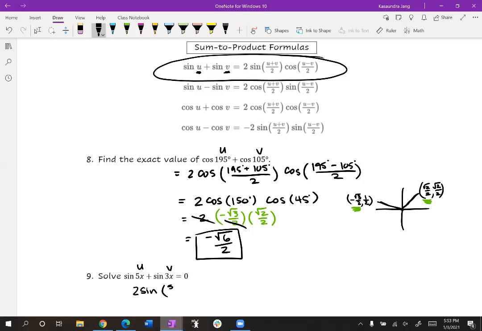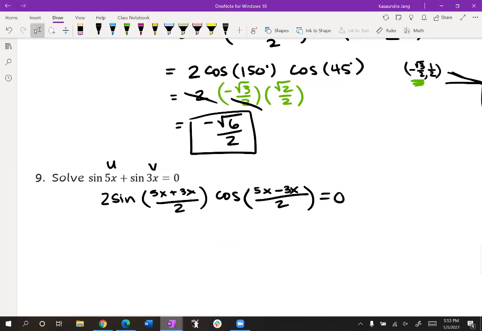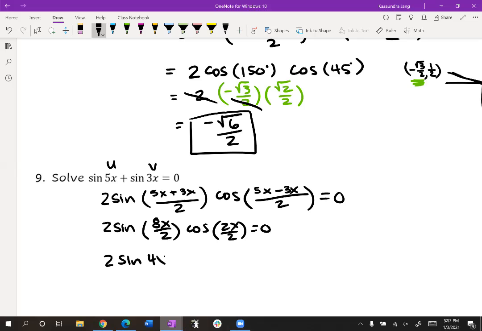And my u is 5x plus the v, which is 3x, all over 2. And then cosine of the u, which is 5x, minus the v, which is 3x, all over 2. Okay, this is still equal to 0. That has not changed. I'm going to zoom in here a little bit. So 2 times sine of, let's see, 5x plus 3x is 8x over 2, and cosine of 2x over 2 all equals 0. So I've got 2 times the sine of 4x times the cosine of x equals 0.